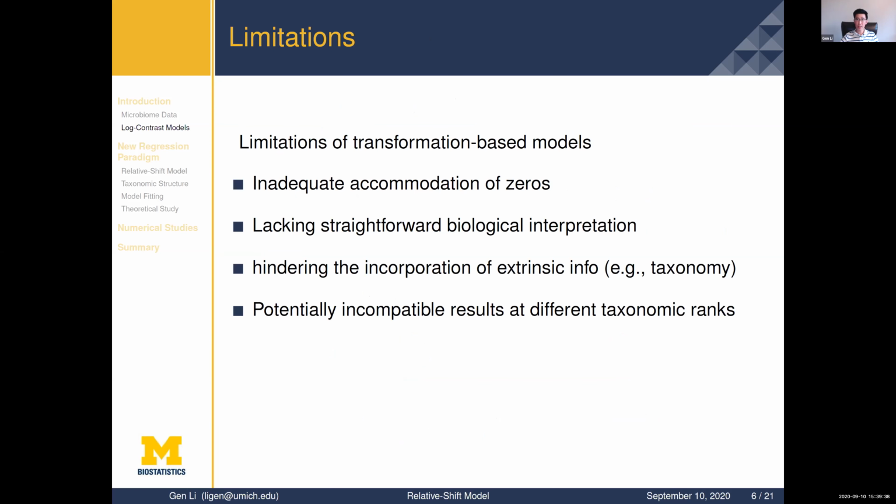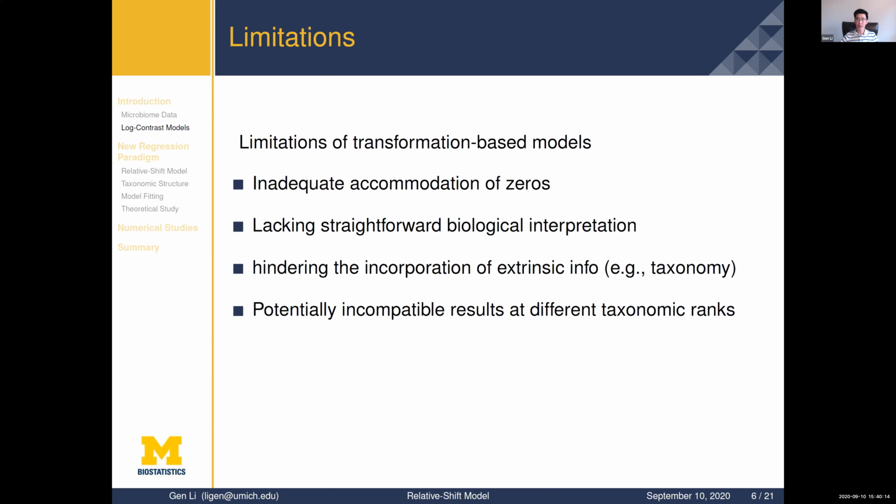However, there are certain limitations of these transformation-based models. For one thing, these log transformations are inadequate in accommodating excessive zeros, because we cannot apply log transformation to 0 values. The common practice is to replace the zeros with some arbitrarily small value, for example, half of the detection limit, in order to avoid singularity. But apparently that will introduce bias, and sometimes that bias can be very severe because we have excessive zeros in the data.